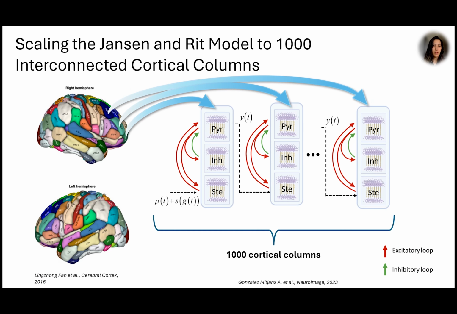Now the toolbox and methods were tested with an extended neural mass network for a much larger number of cortical columns, in this case 1,000 cortical columns, which means 3,000 interconnected neural masses. Since our goal is to describe the whole brain, each brain region could be modeled with a single Janssen and Reed unit, and this is a very high-dimensional problem, and the developed toolbox doesn't spend that much time in solving the model.